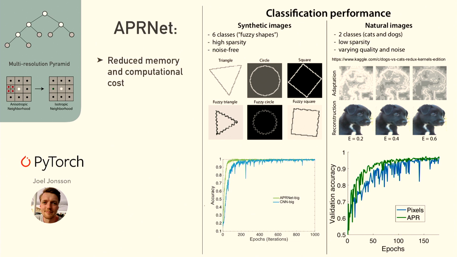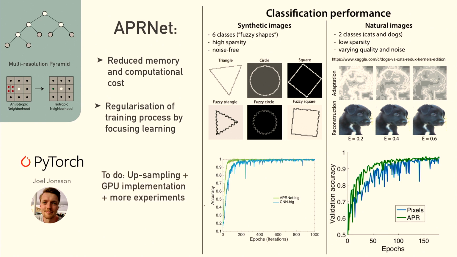So what would be the benefits? The idea is that you can get reduced memory and computational cost through doing this. And second, it seems to regularize the training process by focusing learning. This is an interesting area, but we've still got to do a lot of work. We've still got to add the upsampling GPU implementation and start doing some ablation experiments on understanding why we're seeing these improvements in the learning rate.